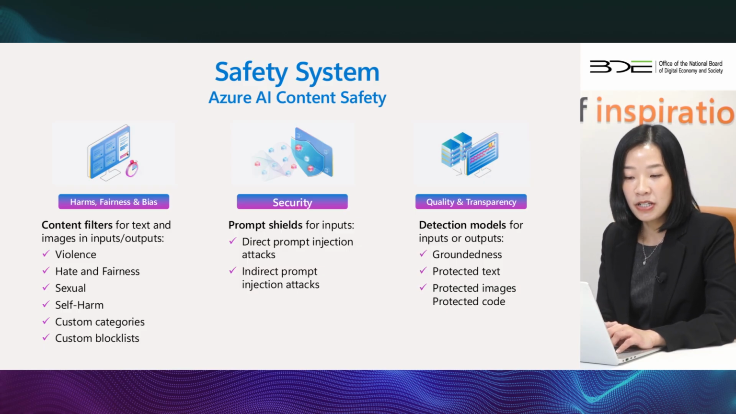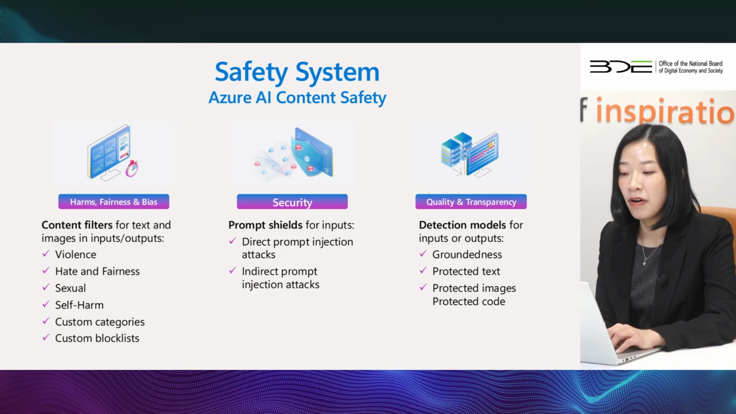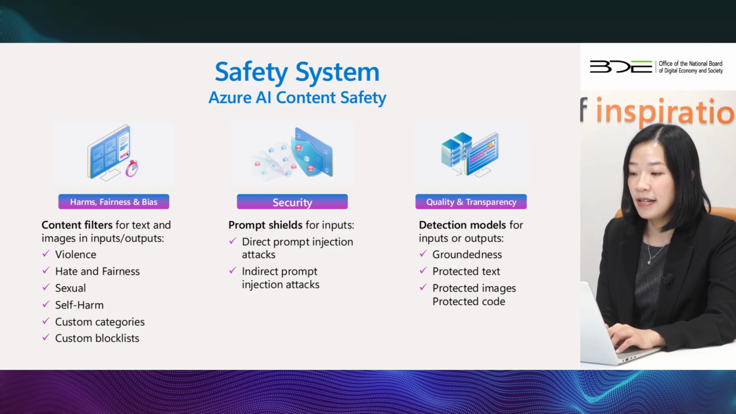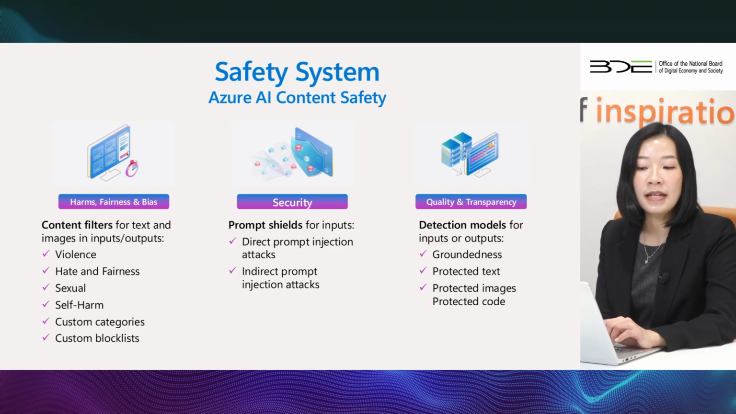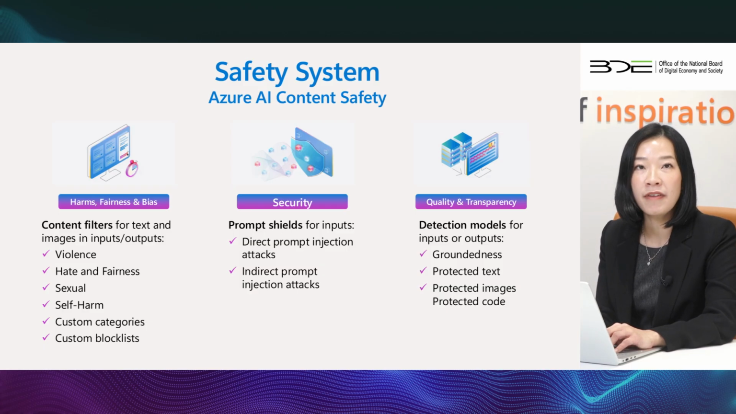Lastly, we have detection models that can be turned on to flag risky input or output, such as protected or copyrighted material or code, or hallucination, where the model output does not align with the source material provided. So we have those detection modes. It will alert the user to note that we detected protected text in the output, so they can double check whether they can use that information or use it with caution.